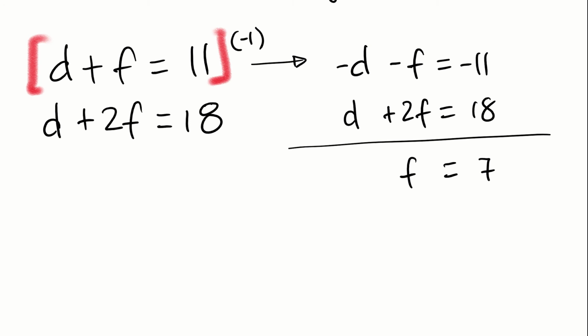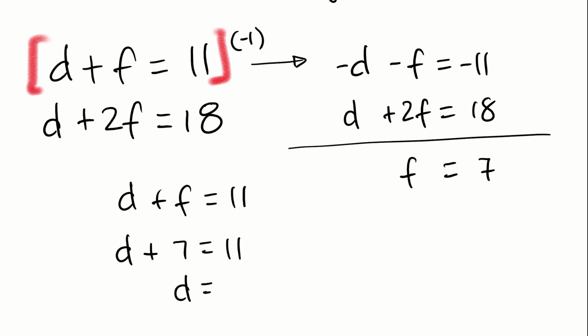That was super easy. 7, 8, 9, 10, 11. That means that d has to be 11. So I know that d plus f has to be 11. I'm sorry, d plus f has to be 11. Because f is 7, that means that d has to be the number 4. 7, 8, 9, 10, 11.